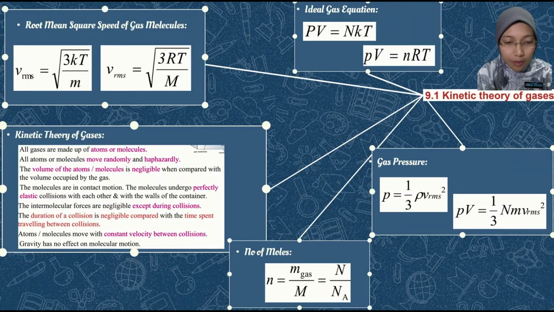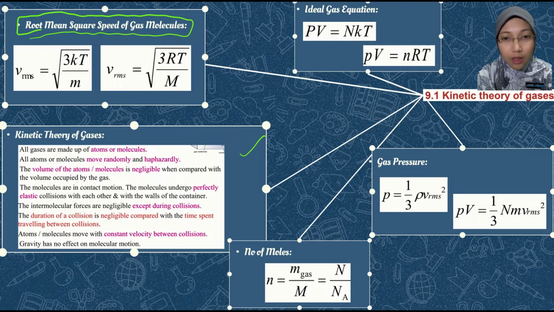In the first subtopic, we have the kinetic theory of gases, and also a few assumptions that show us that the gas is a perfect gas. Then you'll have the equation for the root mean square speed of the gas molecules. VRMS is basically the average speed of the gas molecules in a container. We have so many gas molecules inside, and each of them has its own speed. So to get an average reading, we find VRMS.